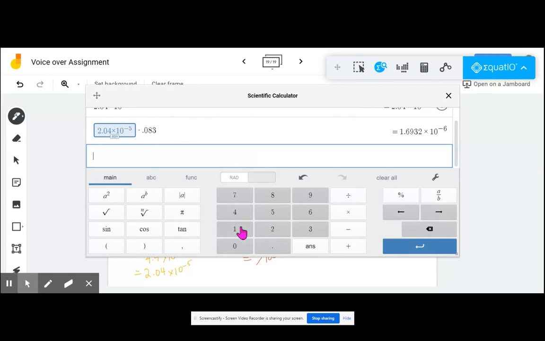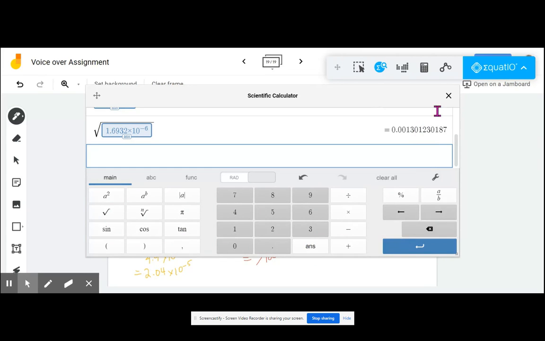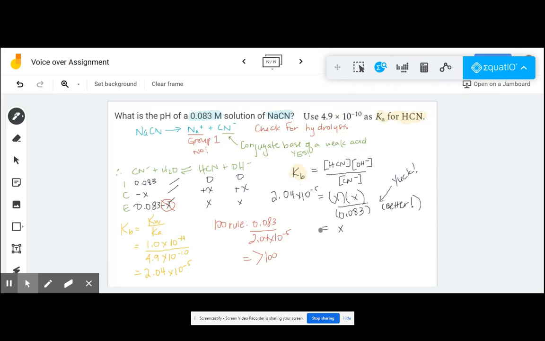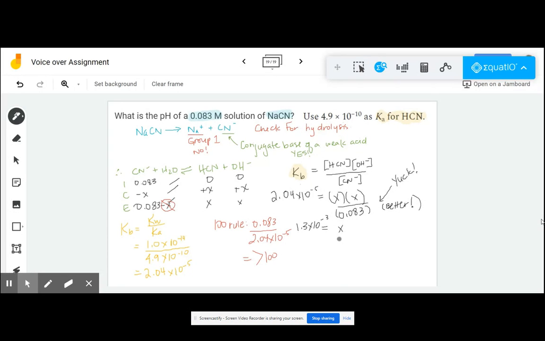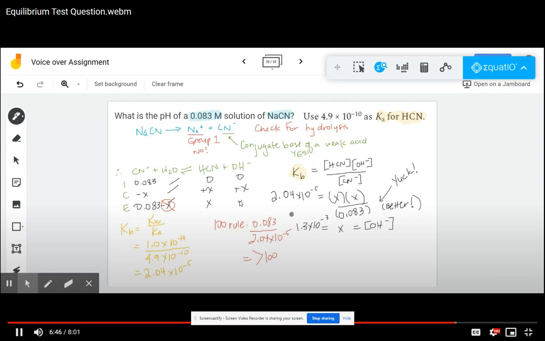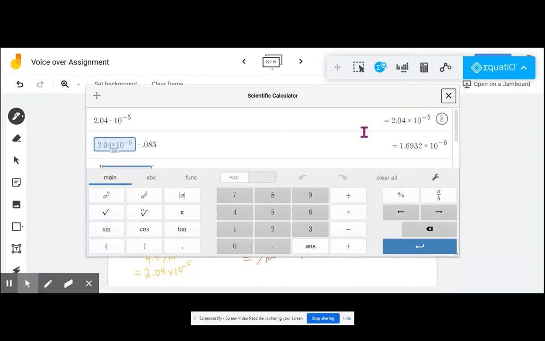Okay, so then you take that new number and you square root it, because you have x squared, the two x's from the numerator, and that will give you x, and x is also equal to OH minus, as you can see from here. And you can use that to solve for pOH, which is negative log of OH. So negative log of 1.3 times 10 to the negative 3, and put that in the calculator.